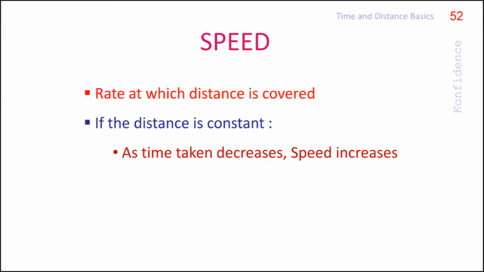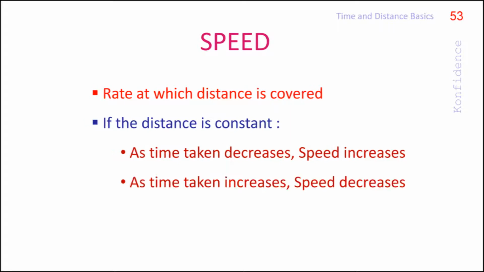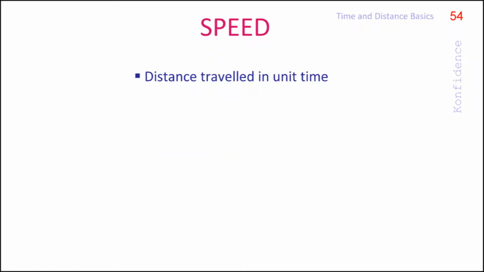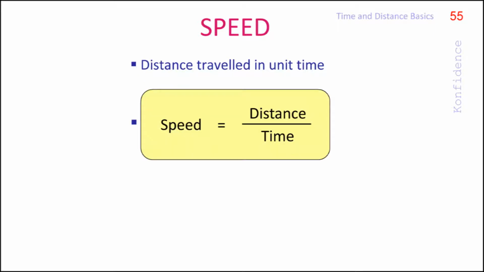And let us assume that you take a certain time to cover this distance every day. Now, if on a particular day you took less time to cover the distance, then you would say that your speed was higher than usual. If you took more time to cover the distance, you would say that your speed was lower than usual. If you want to quantify speed into a number, since speed is the rate at which distance is covered with respect to time, speed equals distance by time.